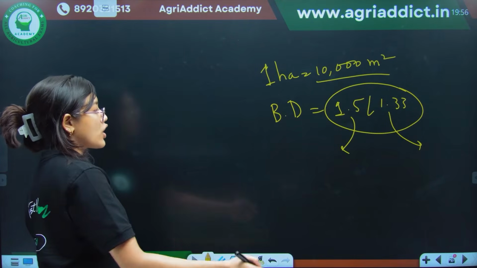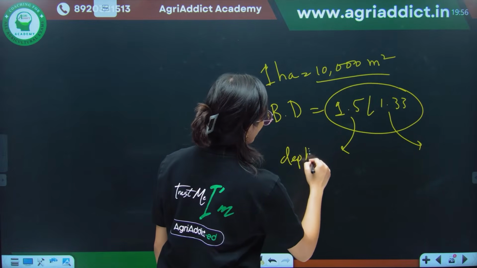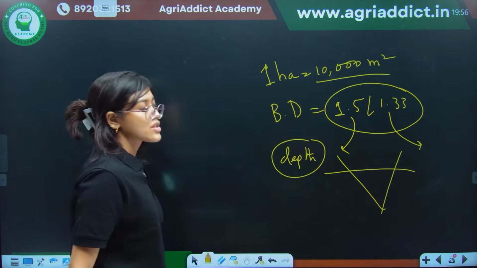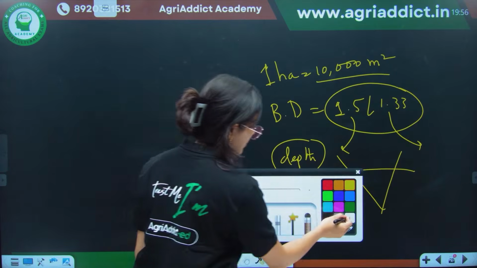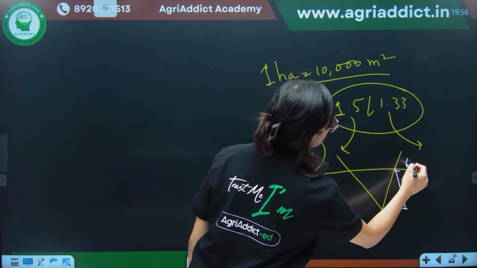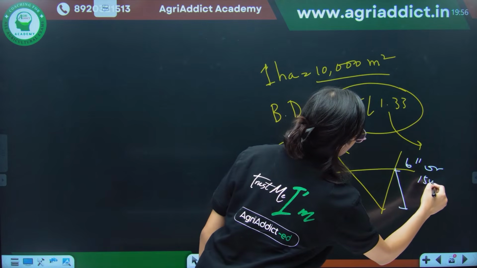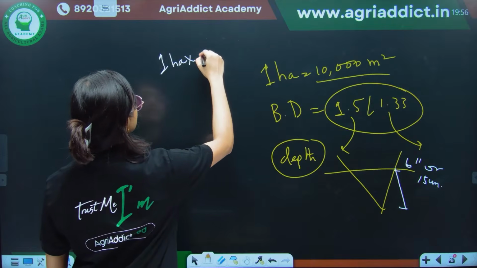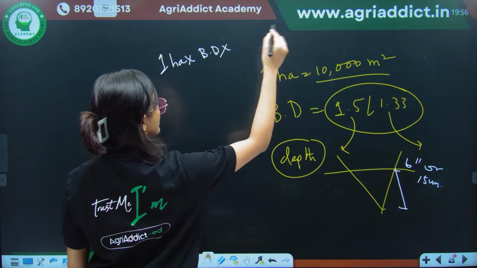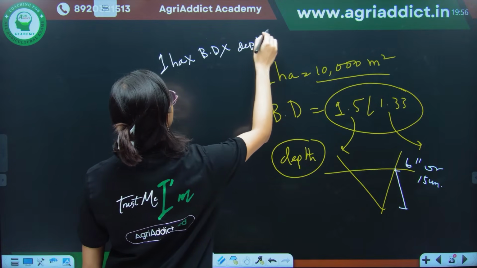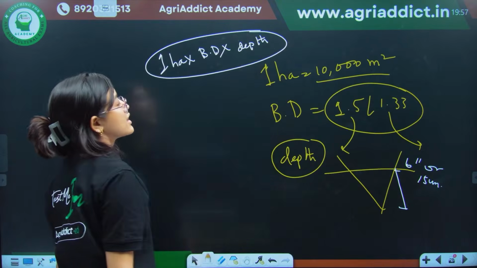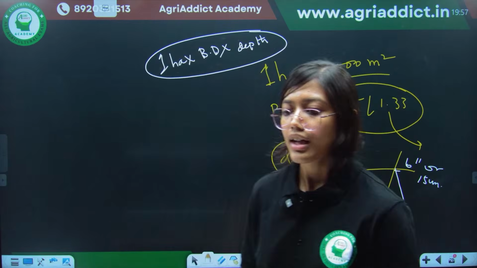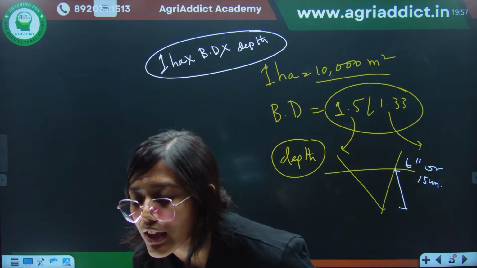And also the depth. Whenever you are talking about plow layer, the depth will always be this V-shaped portion that has been cut by the plow, which is nothing but 6 inches or 15 centimeters. So to find out the weight, you will multiply 1 hectare with the bulk density with that of the depth, and then you will get the weight of the soil in kgs per hectare. Clear?